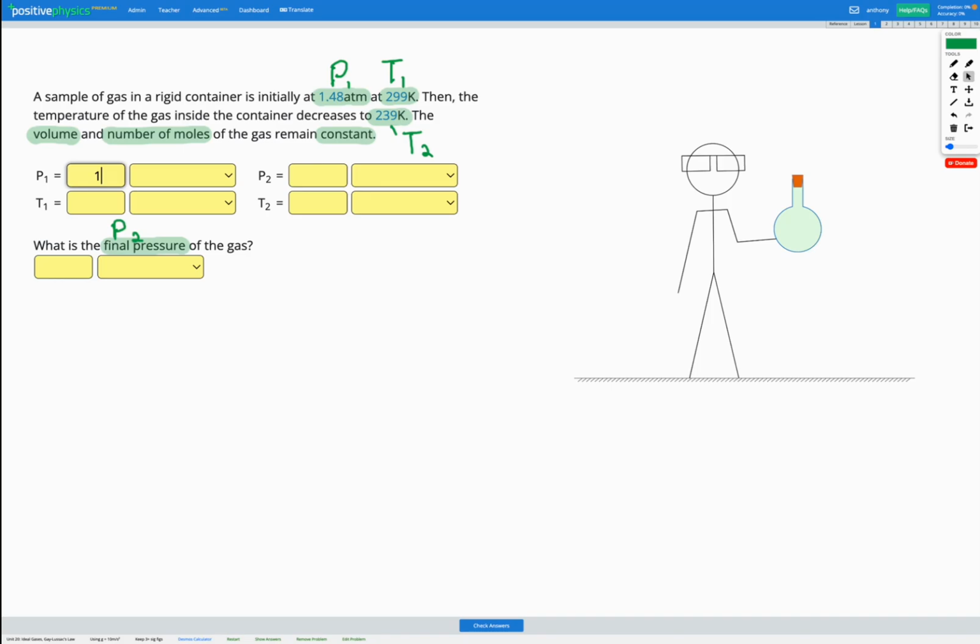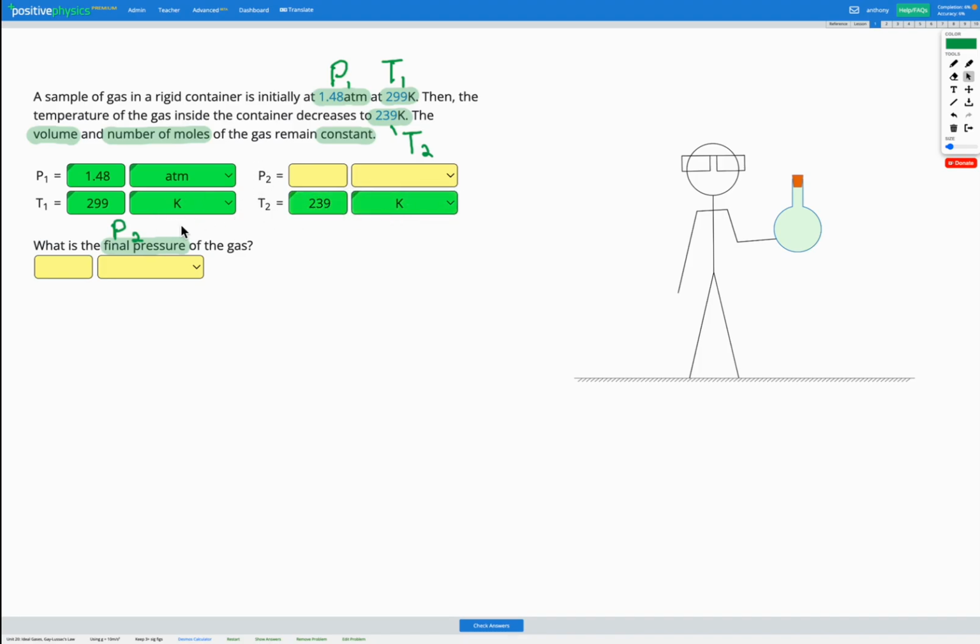Our initial pressure is 1.48 atm. Our initial temperature is 299 Kelvin. Our temperature has to be in Kelvin for this equation. So that's great. We don't need to do a conversion because we're given the temperature in Kelvin already. Our final temperature is 239 Kelvin. Okay, we're looking to find the final pressure.